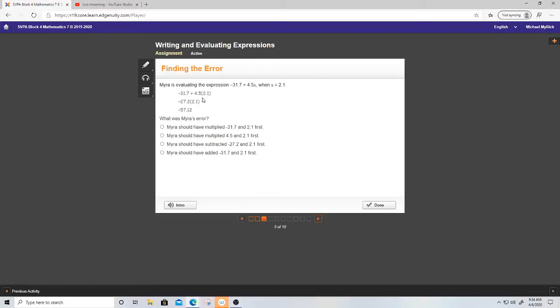Alright, so here's the problem. What does PEMDAS tell us? Does it tell us to add this first, or does it tell us to multiply this first? PEMDAS, M and D come before A, right? So you want to make sure that we multiply this before we add this. This one right here, she should have multiplied 4, times 5, and 2.1 first. Just double checking these other ones now.